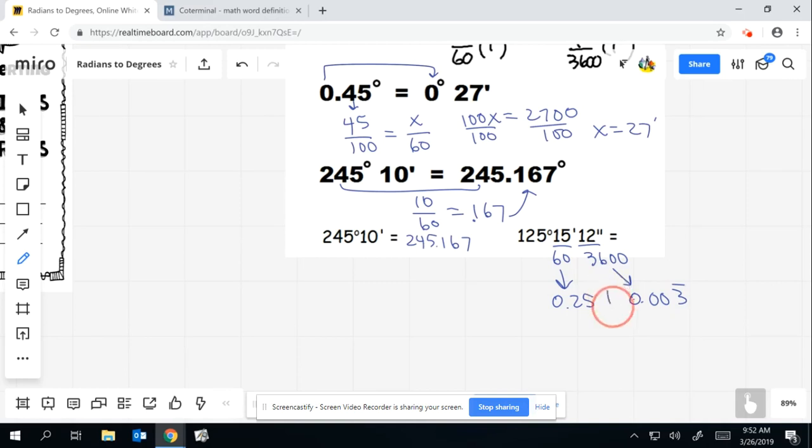So you're going to add these two together, which is going to be 0.253. You can keep the bar on the 3, and you're going to bring down the 125. So this would be your answer right there. That's to convert it from the minutes and seconds to a decimal. So that's going to be on your homework tonight too. I just wanted to show you that.